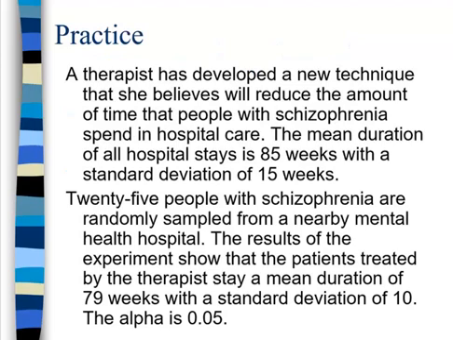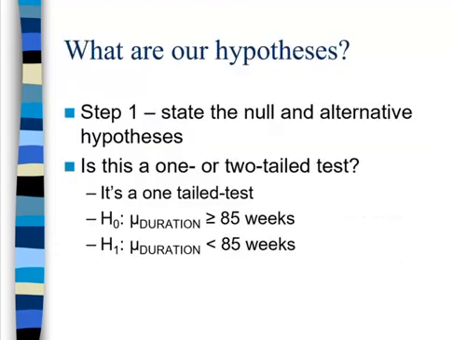And be careful. Let me go back to the slide. You'll note here I'm talking about the population data. 85 weeks is the mean, 15 weeks is the standard deviation. And note down here I'm talking about the sample data, right? So don't confuse sample data with population data. So again, the mean duration should be less than 85 weeks. The null suggests the mean duration should be greater than or equal to 85 weeks.